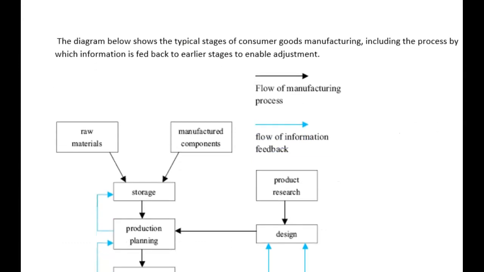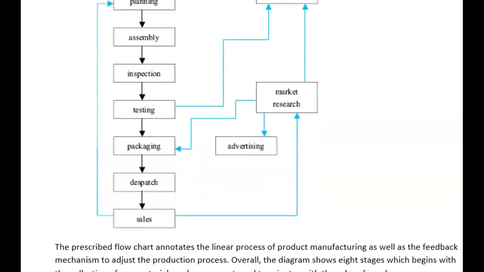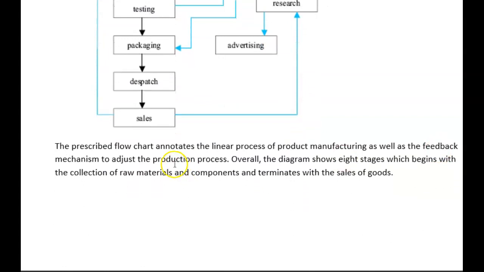So all in all, I think this is a very nicely done task. Obviously, the task one you've chosen is a process diagram. And again, you've answered this very well. I quite like process diagrams. Sometimes it's a bit hard to know where to start, but this one, at least you know where to start, and the flow of information is good. So the prescribed flow chart annotates the linear process of product manufacturing, as well as the feedback mechanism to adjust the production process. Good.